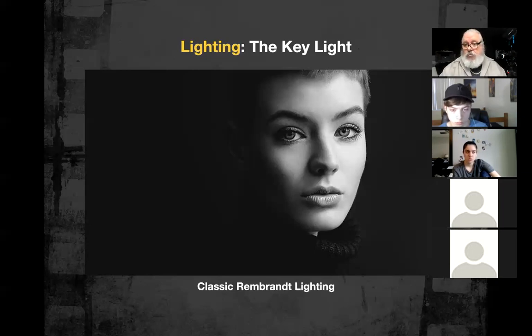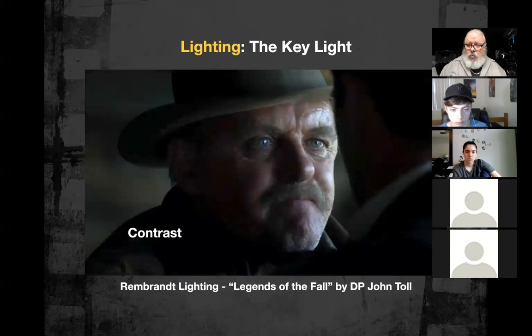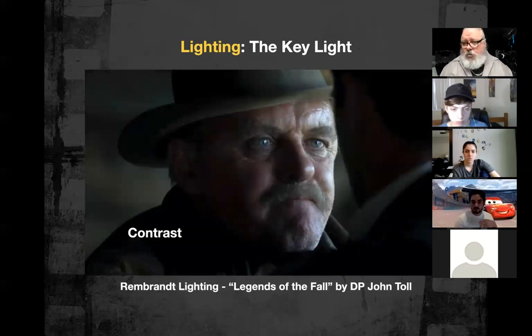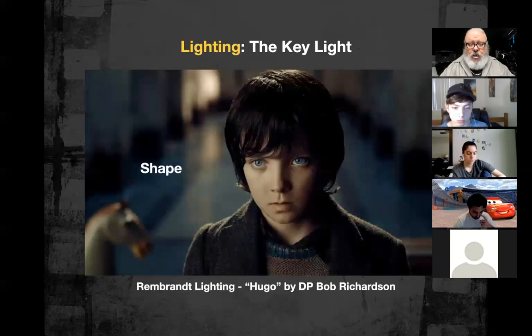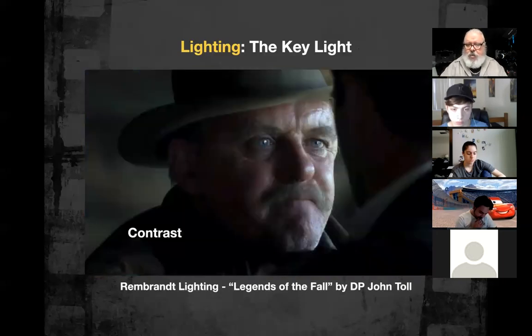If we apply this to our cinematic lighting, we can see how it can happen in a number of different contexts. Here is Rembrandt lighting on Anthony Hopkins. This is Legends of the Fall. DP is John Toll, won Academy Award for this cinematography. Here is Hugo. This is Bob Richardson, 3-time Academy Award winning DP. His key light is defining more of the shape of Hugo's face. He's given Hugo a kinder, gentler contrast, I think. Look at the contrast on Tony Hopkins here.